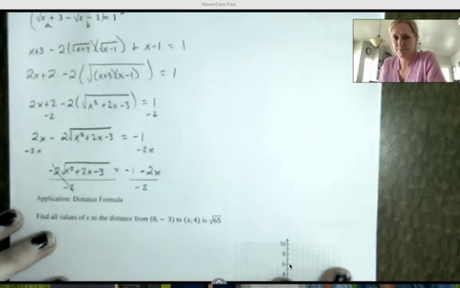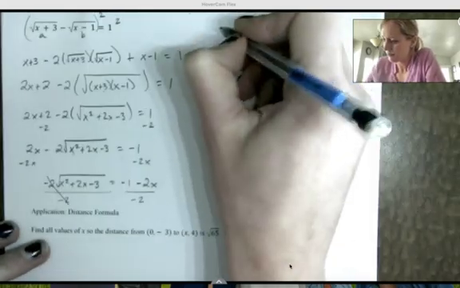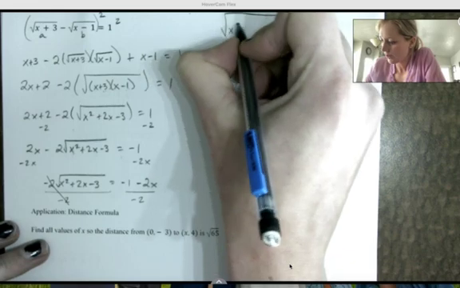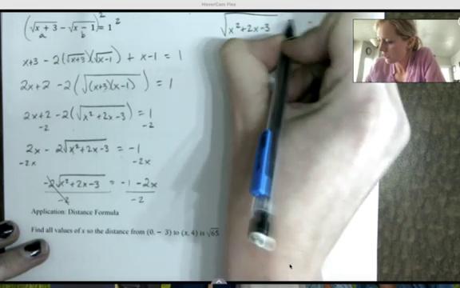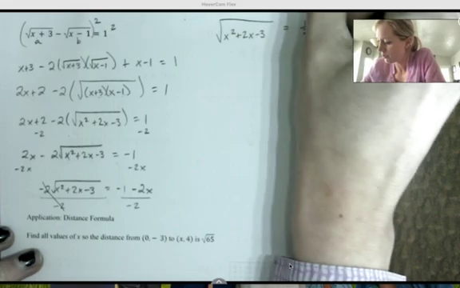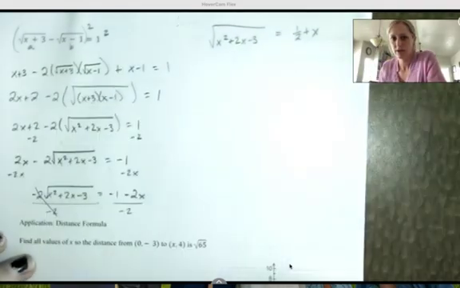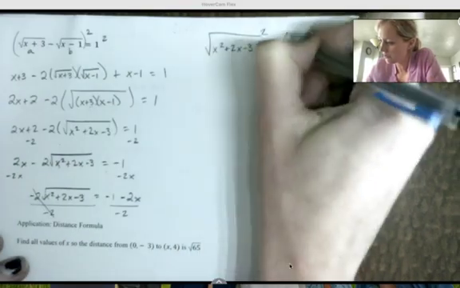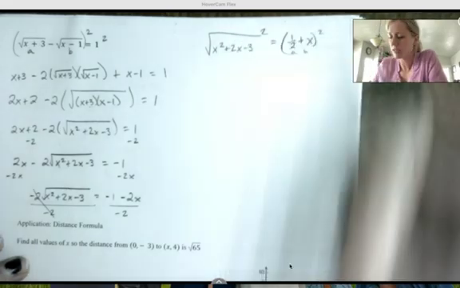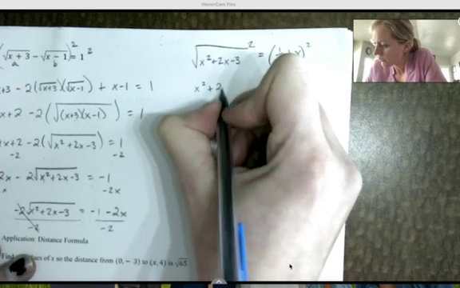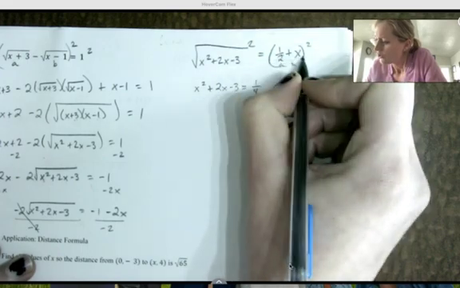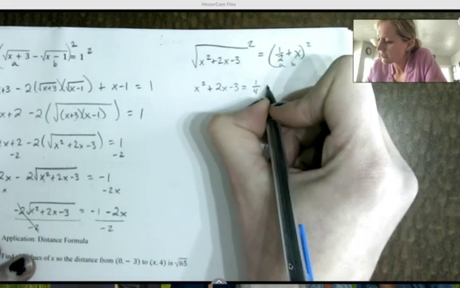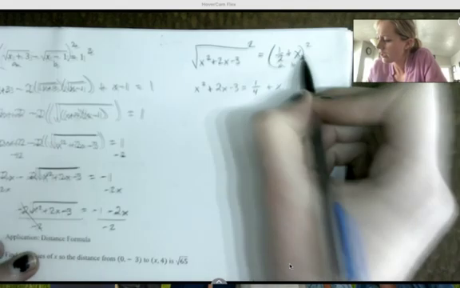So now here's what I got: the square root of x squared plus 2x minus 3 equals 1/2 plus x. I just divided each of those by negative 2. Now I'm going to square both sides. There's my A and my B again for the squaring part. So I got x squared plus 2x minus 3 equals A squared, which is a 4th, 2 of those, I'm going to get 1x, and then plus x squared.